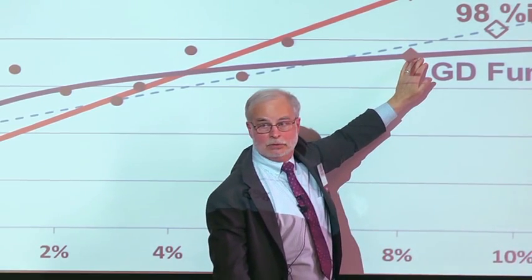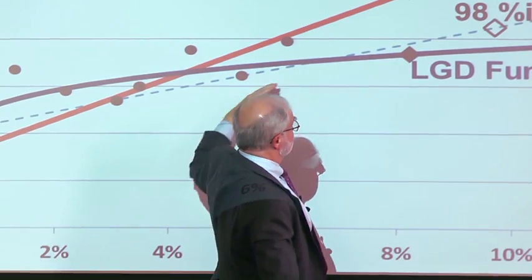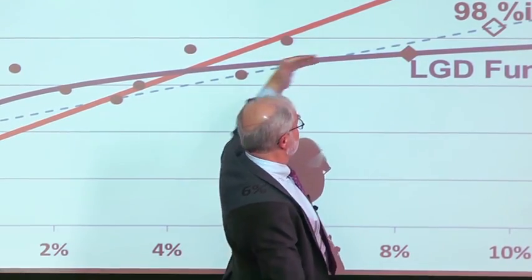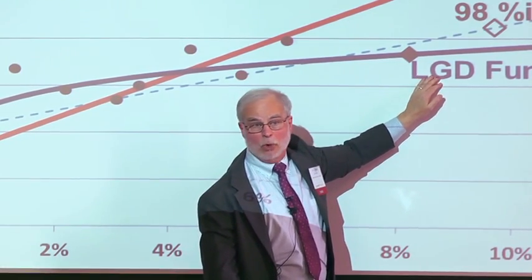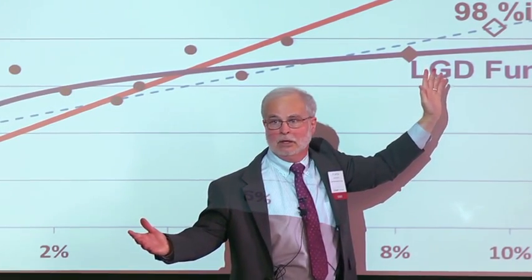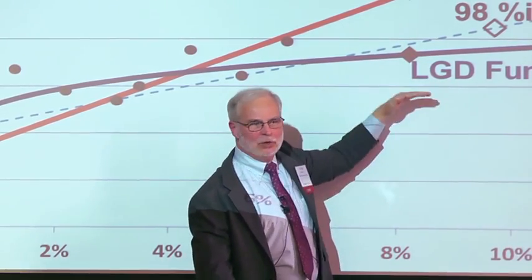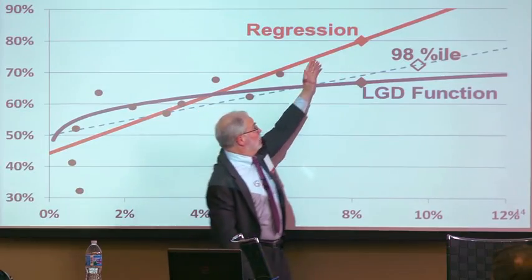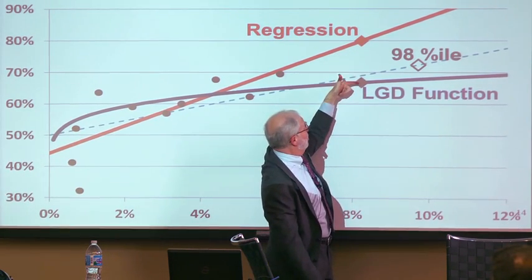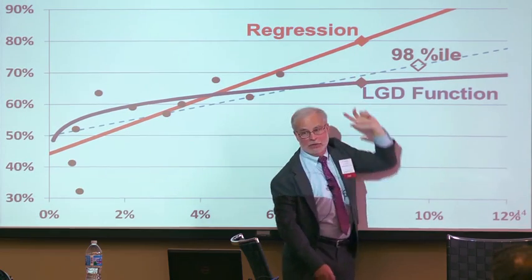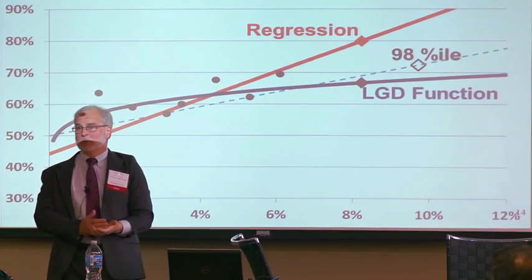The LGD function, hey, it's too shallow, right? The data generator has one slope. The LGD function has a different, shallower slope. And there's nothing we can do about that because the LGD function always has the same slope. You can't affect that. So this thing makes an estimate too high. This thing makes an estimate too low, but it's closer to the right number. The LGD function beats the regression on that particular simulation run.